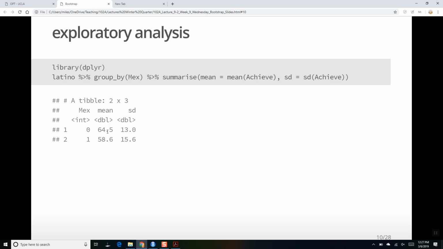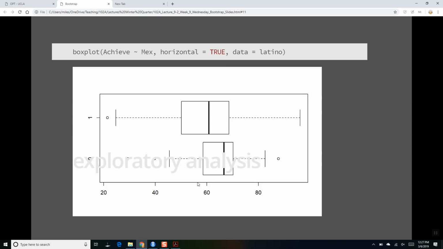And the question is, this number, 64.5, is that significantly different from 58.6? It's hard to tell. We can't just look at it and guess. I don't know why this is being overlaid here, but this is a box plot of education achievement levels for immigrants from Mexico versus non-Mexican Latin American countries, and this is what it looks like.